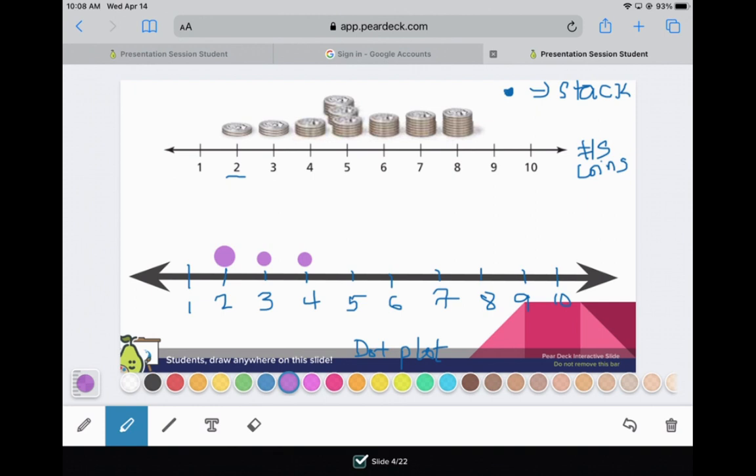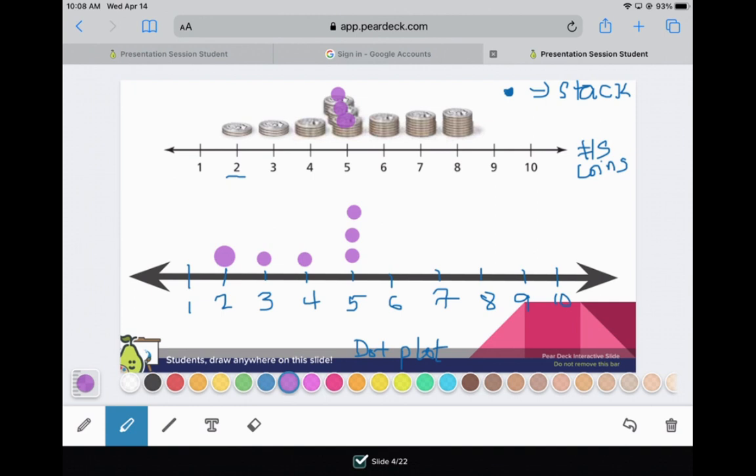For 5, how many dots should I use? If you look at the coins, how many dots? 3. Thank you, Elena. 1, 2, 3, because I have 3 in the stack. 1, 2, 3 stack, right? Okay. Thank you, Winston. Now I'm looking at the next one.